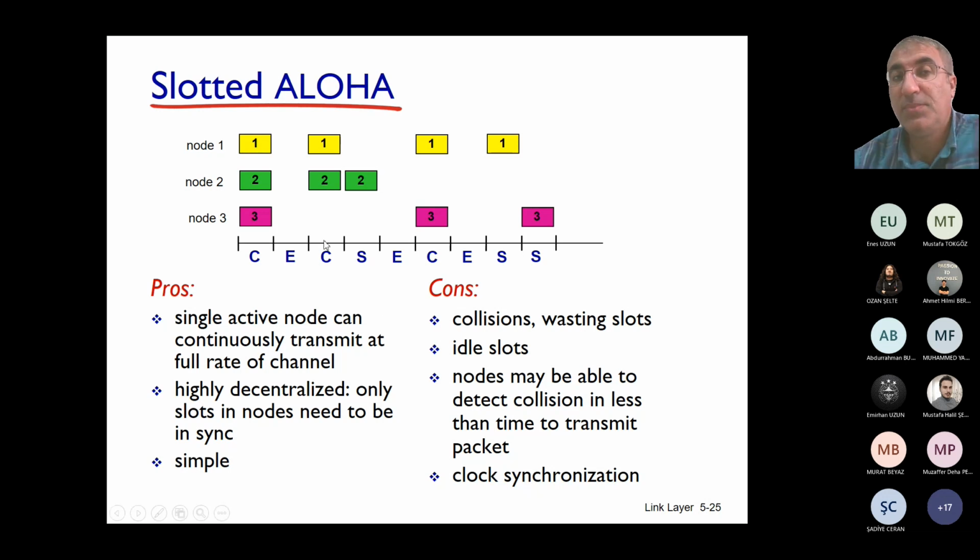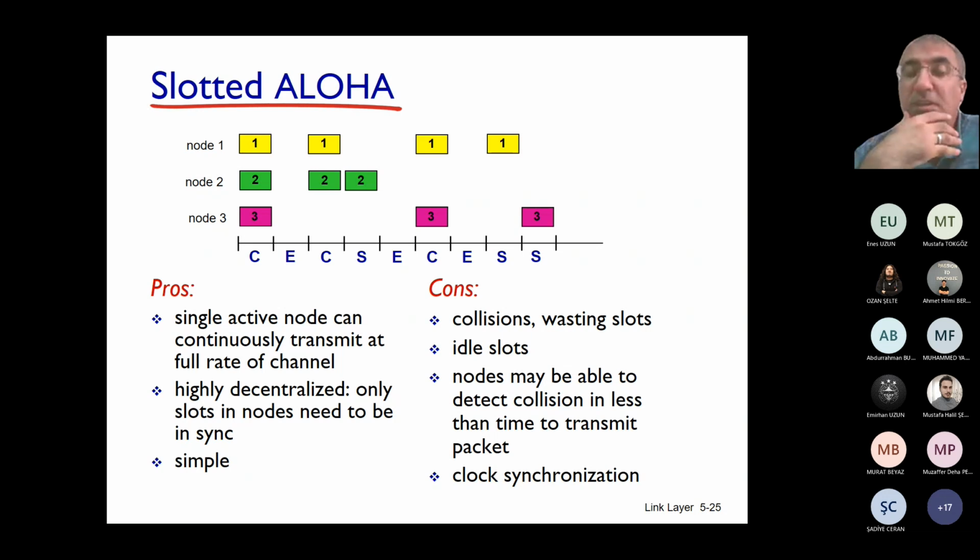So as you see, this is very simple. There's no coordination, there's no rule, compared to channel partitioning. That's why this algorithm has some pros and cons. Let's look at the pros. The first advantage is that a single active node can continuously transmit at the full rate of the channel. That's true. Once a node obtains this channel, it can send at full rate. It can utilize the whole channel, the whole bandwidth.